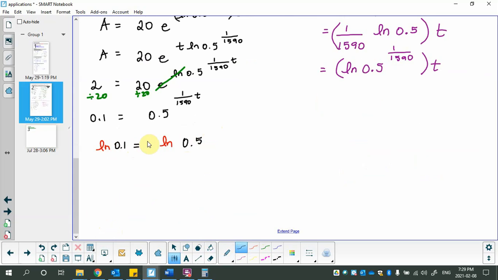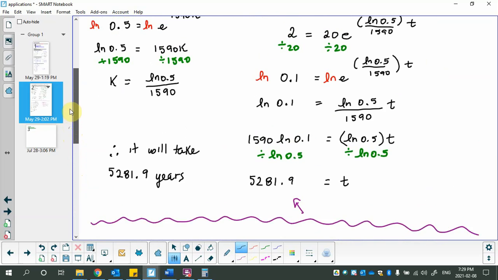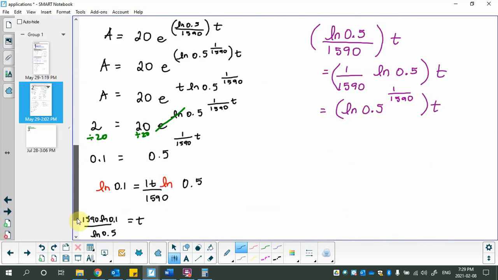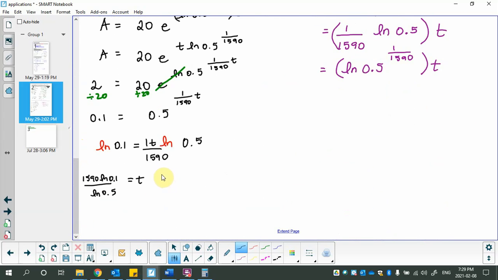Now I'm not going to write this up here, I'm going to write it here. So I'm going to write 1t over that, which means if I want to get the 1t by itself, I'll have to take 1590 times the ln 0.1, so I'll fling that up in a multiply, and then divide by ln 0.5, and that is exactly what happened here. So it depends on how you want to manipulate it, and that's the thing that I do like about math, that I can actually do things in more than one way.